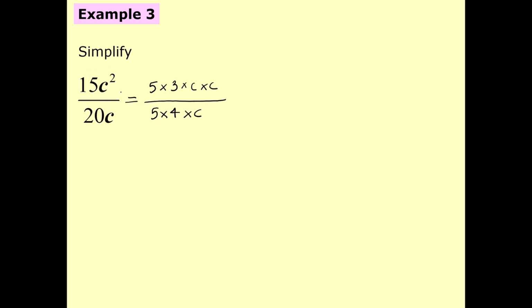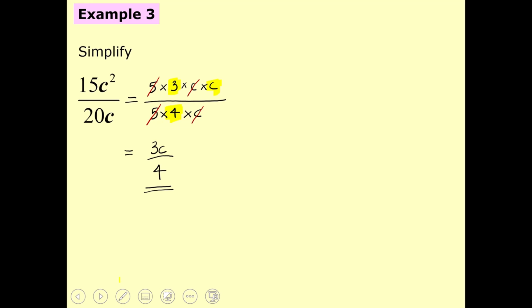So we've expanded these terms, and we do have some common factors that we can go ahead and cancel out. So I have a 5 on the top, which I'm going to cancel with the 5 on the bottom, and then have a c on the top, which I can cancel with a c on the bottom, which means on the top we will be left with 3c, and on the bottom we just have 4. So that means our final answer will be 3c over 4.